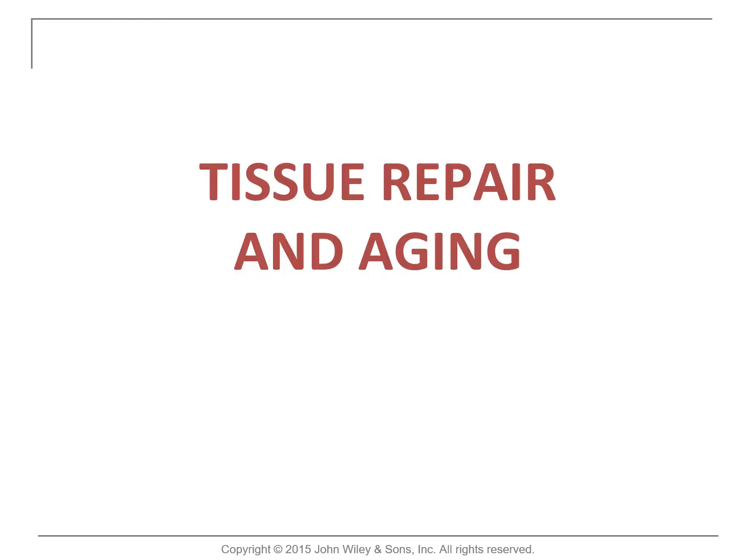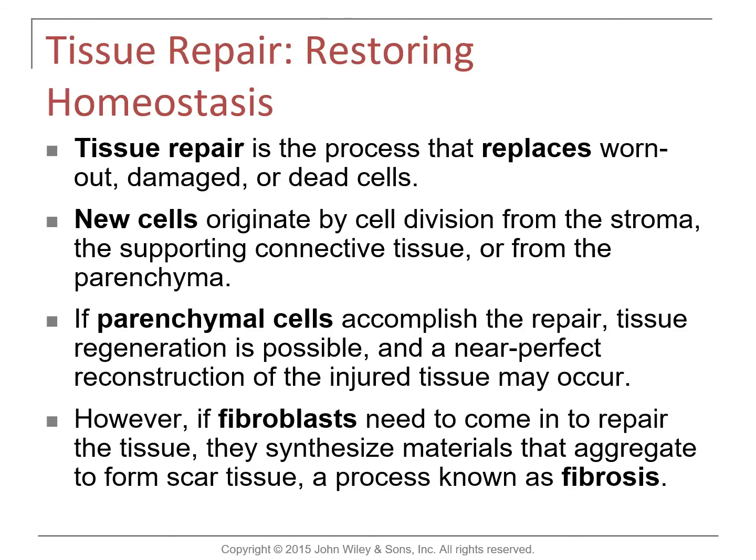All right, let's finish up by looking at what happens to our tissues as they are damaged and as we age. Tissue repair is about restoring homeostasis. The main goal of tissue repair is to replace worn out, damaged, or dead cells. Depending on the type of cell that makes up the tissue, new cells originate by cell division from the underlying supportive structure called the stroma, or from the parenchyma, which are the functional, more specific types of cells for each tissue.